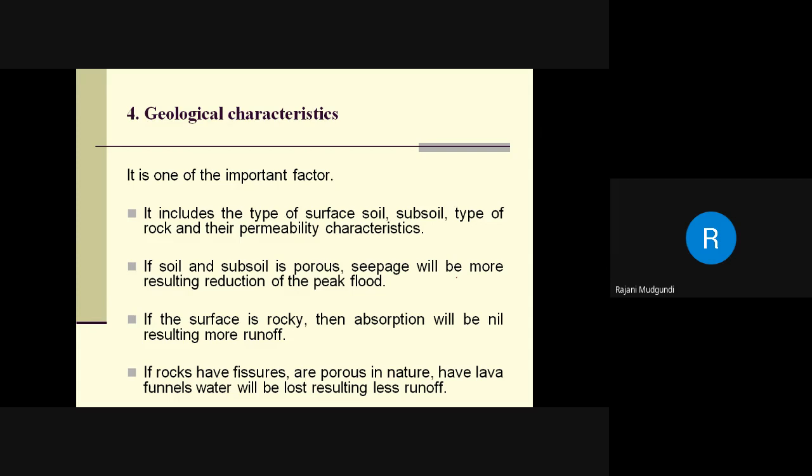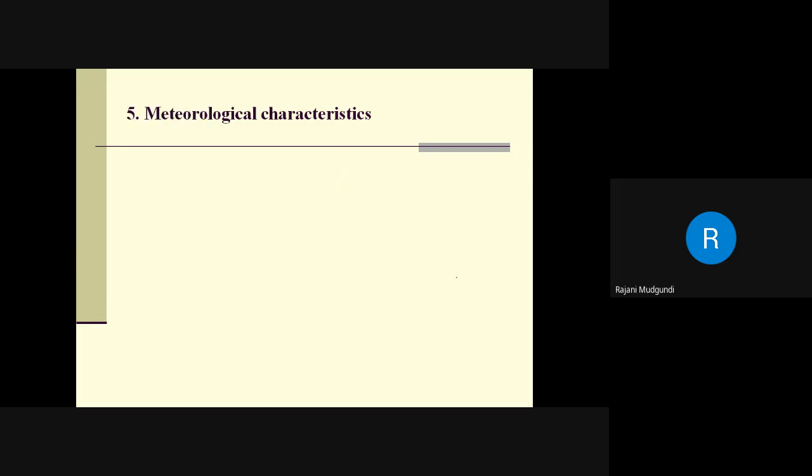One thing you need to understand is that if we treat rainfall as a constant, then there will be only the effect of losses. If losses are more, runoff available will be less. If losses are less, in turn, it will give more runoff. If rocks have fissures or cracks, which are porous in nature, and have lava funnels, water will be lost, and this will result in less runoff. So whenever there are losses or leakages, ultimately that will result in reduced peak and less runoff.